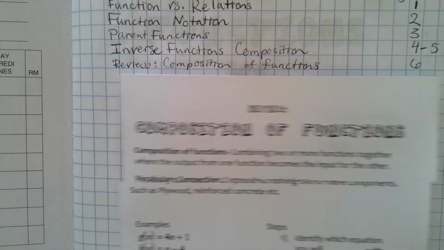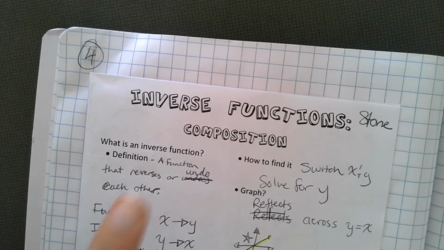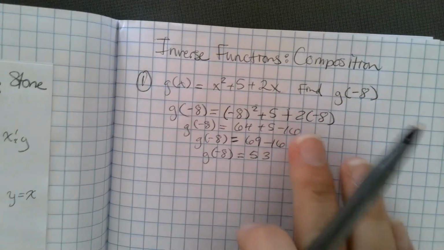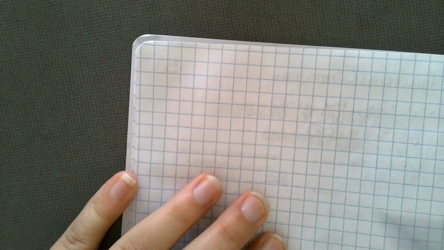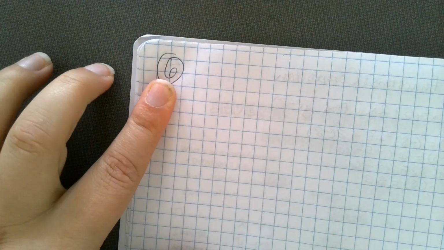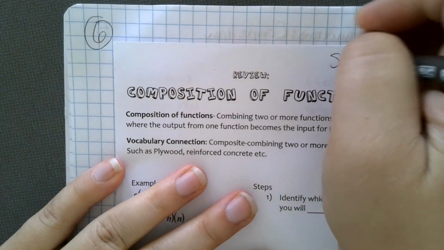Okay. I'm just going to make sure we're on the same page. So we're going to go to page 6. Just a reminder, page 4 was your inverse functions composition. Page 5 was the assignment on that. And on the back side of the assignment from last week, it's going to be page number 6. And that's where these notes are going to go right here. Go ahead and put your name in the top corner.